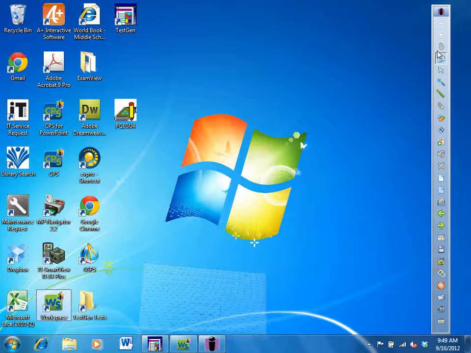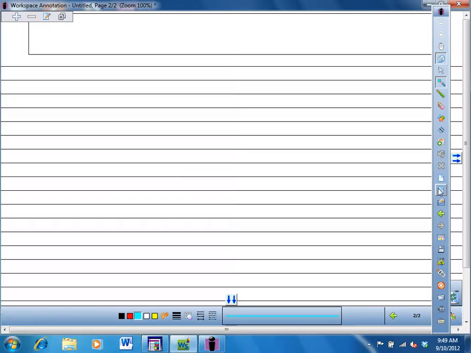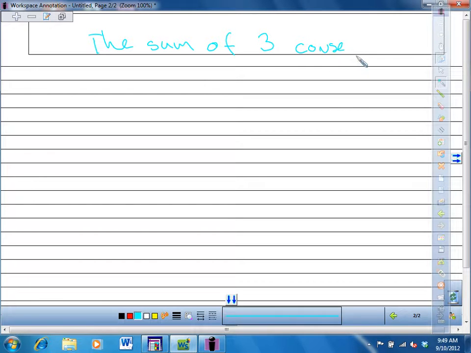Okay, next we're going to look at something new. We're going to look at integer problems. You can do this on the back of that sheet if you want. The sum of 3 consecutive integers is 147.